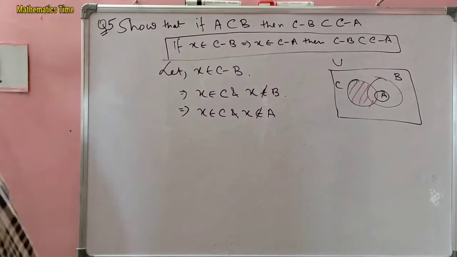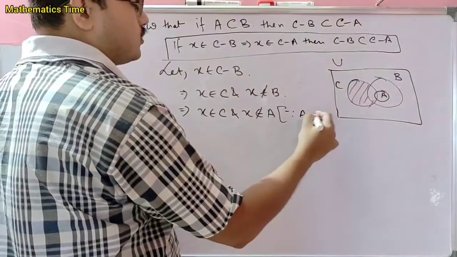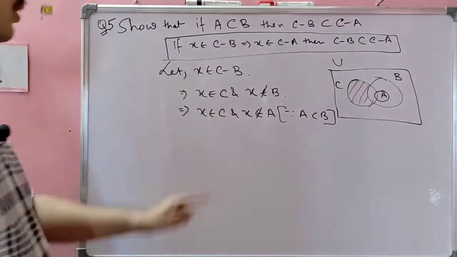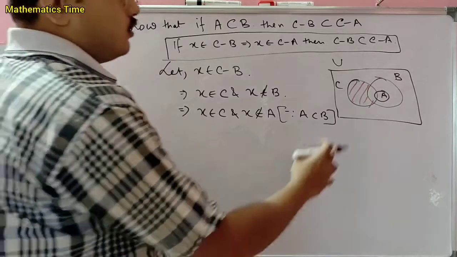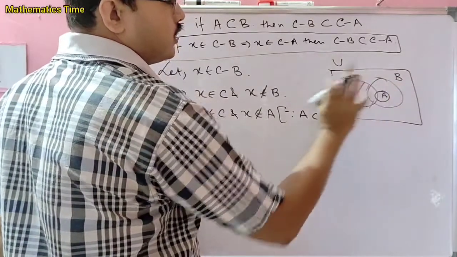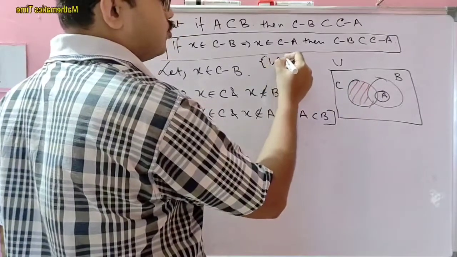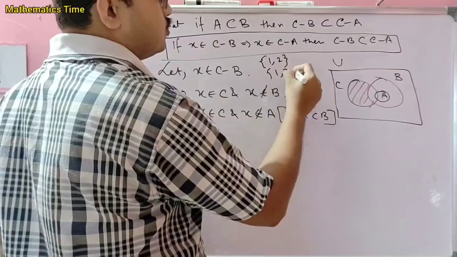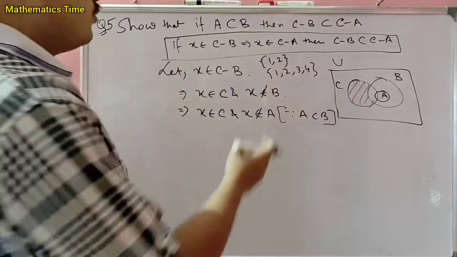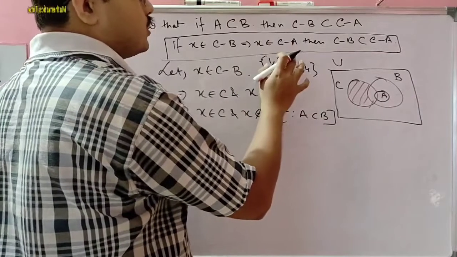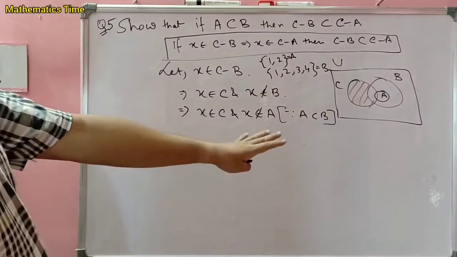Okay, so you imagine, since we can write that A is a subset of B, so if x does not belong to B, then x does not belong to A. Any element which is not present in B will not be present in A. Why? A is a subset of B. Suppose we take an example: {1, 2} is set A and {1, 2, 3, 4} is set B. So 5 is not in set B, then 5 will also not be present in set A. Suppose this is A, this is B. From the diagram you can also understand this.